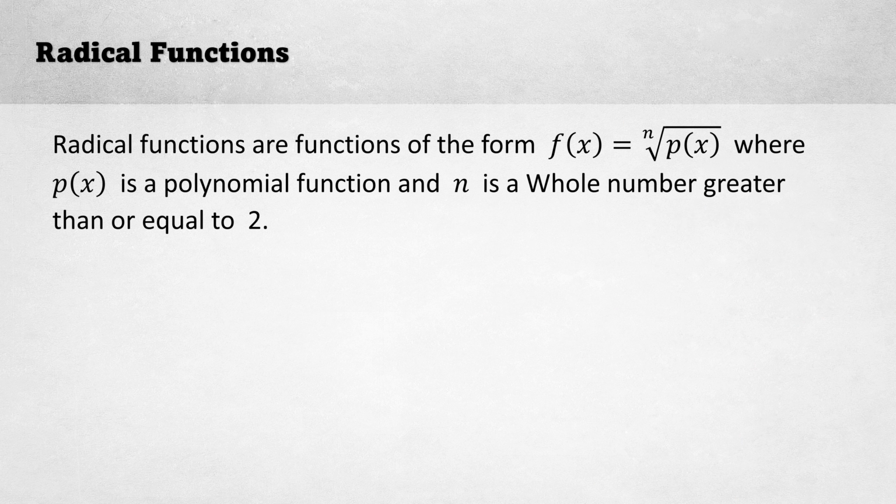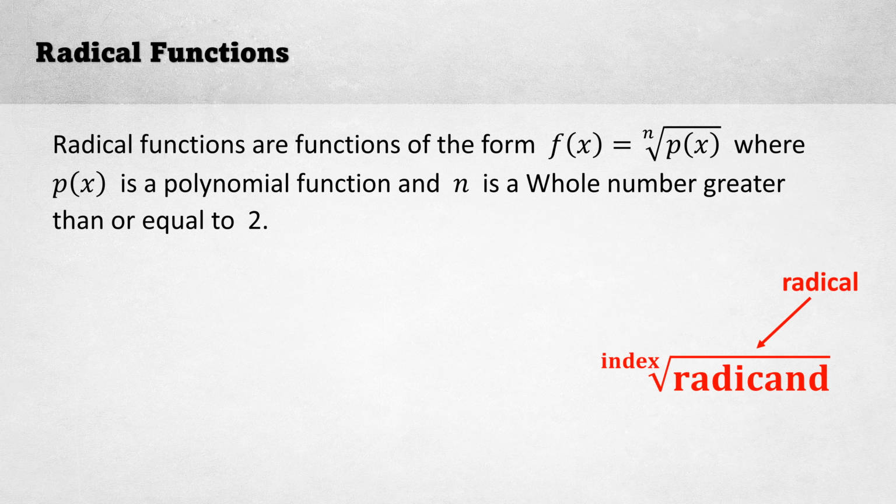Radical functions are functions of the form nth root of a polynomial function, where n is a natural number greater than or equal to 2. The symbol is called radical, and the number inside the caret part of the symbol is called index or root, and the expression in the symbol is called radicand.